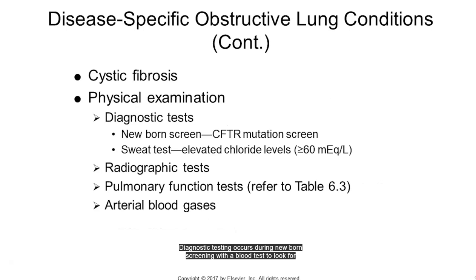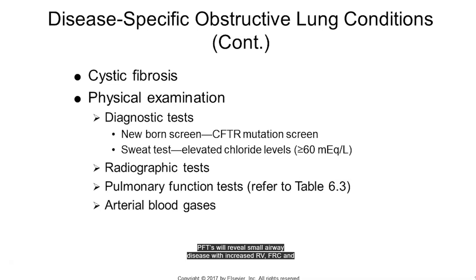Diagnostic testing occurs during newborn screening with a blood test to look for elevated immunoreactive trypsin levels, and if positive, then a CFTR screen. Final diagnosis requires a positive sweat test, which will show sweat chloride levels greater than 60 milliequivalents per liter. Chest x-rays will show hyperinflation and progressive parabronchial thickening. In advanced diseases, cystic lesions, nodular densities, bronchiectasis, and atelectasis will be seen. High-resolution computed tomography may also be used.